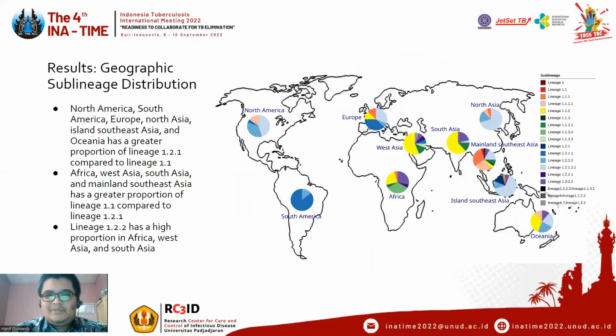So from here, we mapped the geographic distribution of the sublineages. And we can see that in Africa, West Asia, South Asia, and mainland Southeast Asia, the proportion of isolates from lineage 1.1 seems to be the dominant sublineage, while in island-based Southeast Asian nations, North Asia, Oceania, Europe, South America, and North America, the isolates based around lineage 1.2.1 are the dominant sublineage. And in Africa, West Asia, and South Asia, there appears to be a high proportion of lineage 1.2.1 isolates.